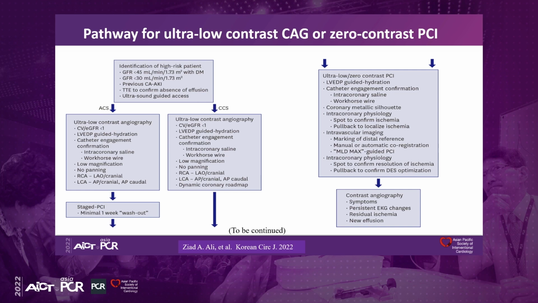EGFR less than 45 mL/min with diabetes, or EGFR less than 30, should be considered a high-risk patient. For this patient, we should consider ultra-low contrast angiography with LVEDP guidance, and also minimize the contrast volumes. After the angiogram, for the stable patient, we should consider staged PCI at least 1 week later.